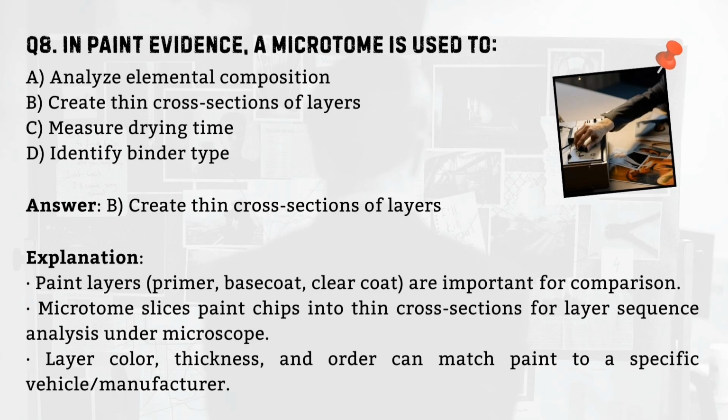Eighth, in paint evidence, microtome is used for: answer, to create thin cross sections of layers. Now, microtome sectioning reveals paint layer sequence and also its thickness. These layer structures provide class as well as individual characteristics of the paint.